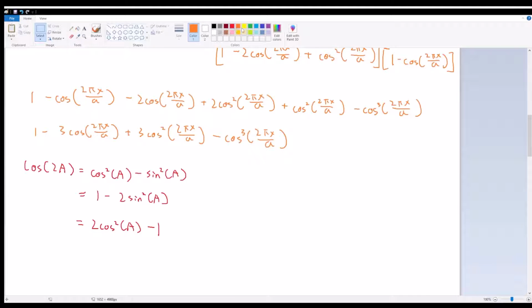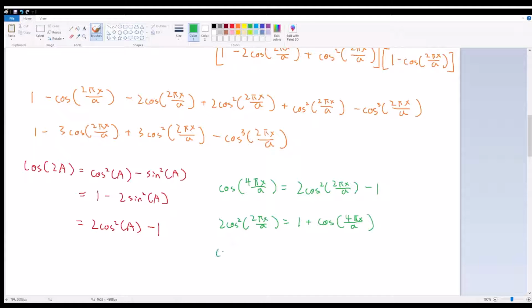And I'm going to say, okay, well, I can say that cosine of 4 pi x over a is going to equal 2 cosine squared 2 pi x over a minus 1, or 2 cosine squared 2 pi x over a is equal to 1 plus cosine 4 pi x over a, or cosine squared 2 pi x over a is going to equal 1/2 times 1 plus cosine 4 pi x over a.